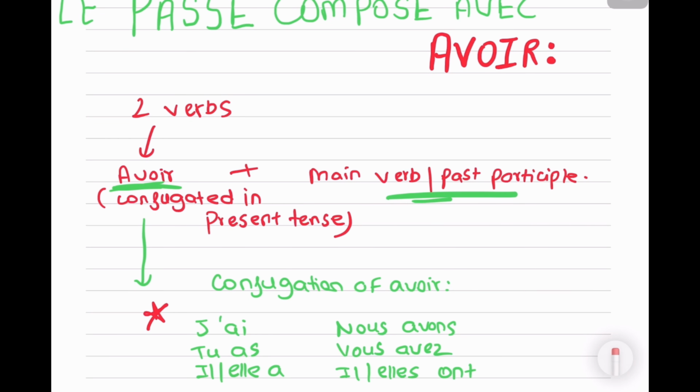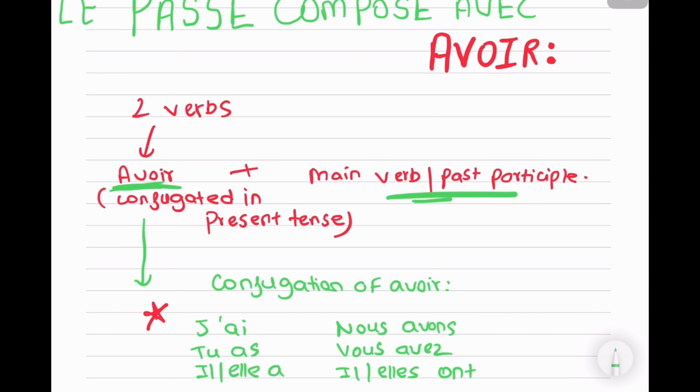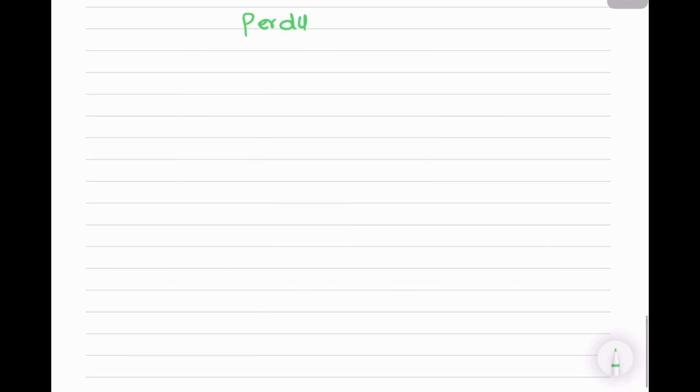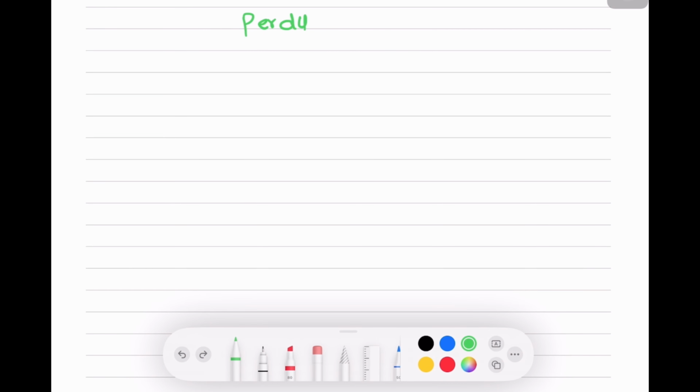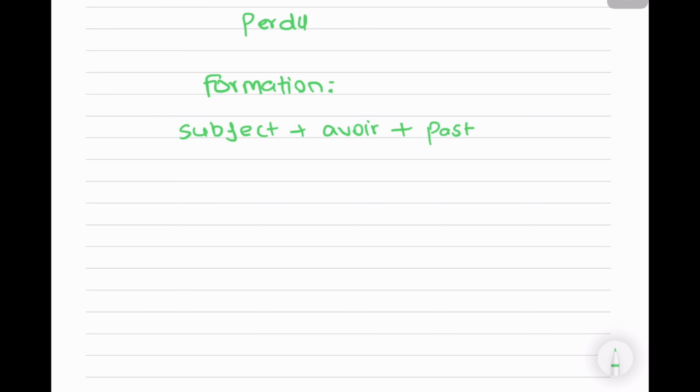So we have understood how to conjugate avoir. We've understood how to form the past participle, right? That means passé composé with avoir is done. All you need to do now is combine what we've learned and make a sentence out of it, which is very simple if you understood how to conjugate avoir and how to make the past participle. The first thing we're going to do is revise the formation once. How do we form a sentence? You take a subject, the person who's going to be doing the action. You conjugate avoir in present tense according to the subject. Then you add the past participle and the rest of the sentence, that is your object.